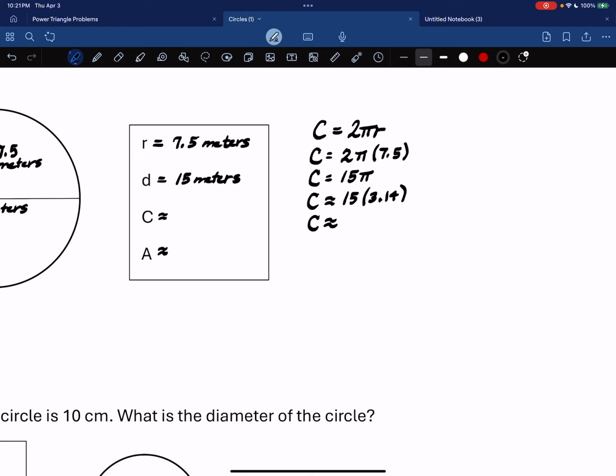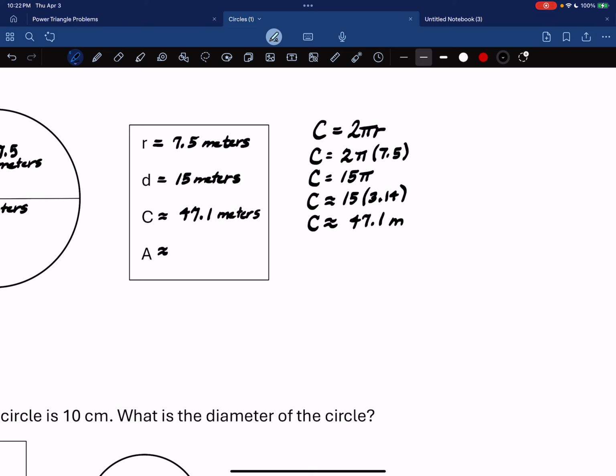And let me get my calculator and type that in. 15 times 3.14 is 47.1, and this was meters. So circumference is approximately 40, dyslexia showing there, sorry, 47.1 meters.